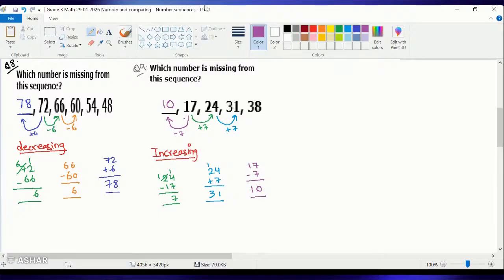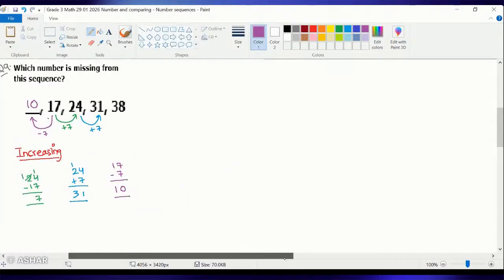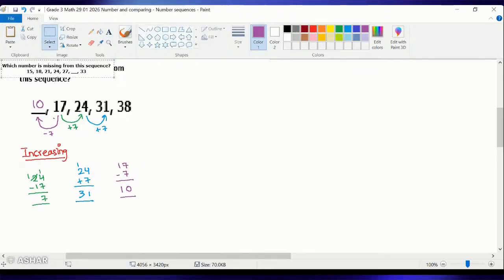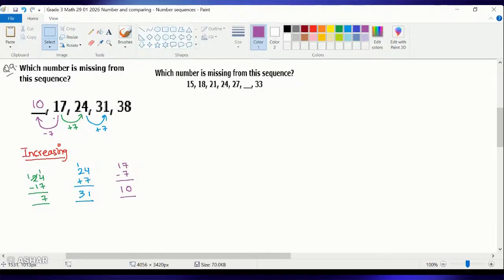Okay, let's have a look at another. In the next question, which number is missing in the given sequence? One minute, let me copy this. For question number 10, they are asking us which number is missing in this given sequence.